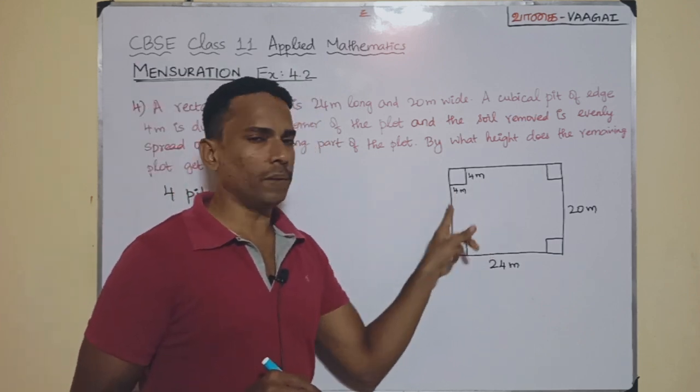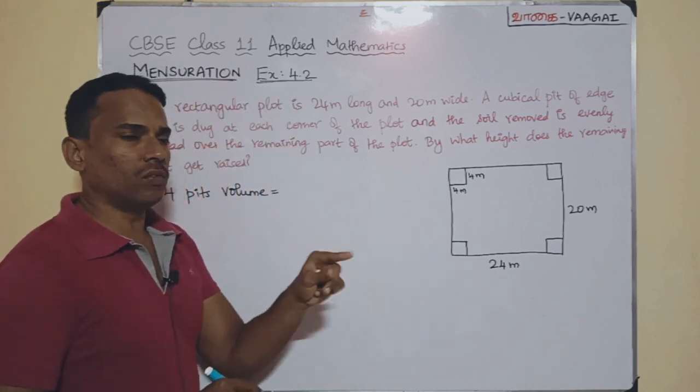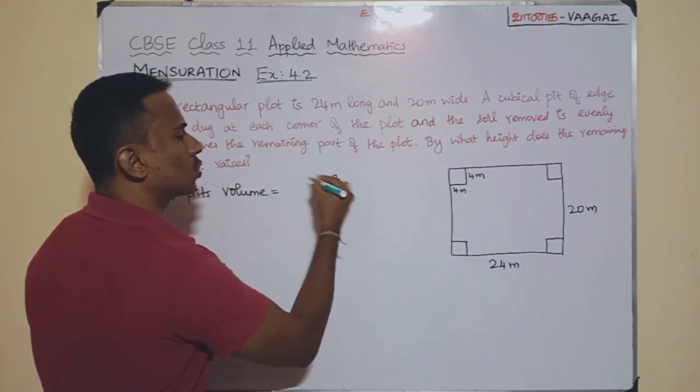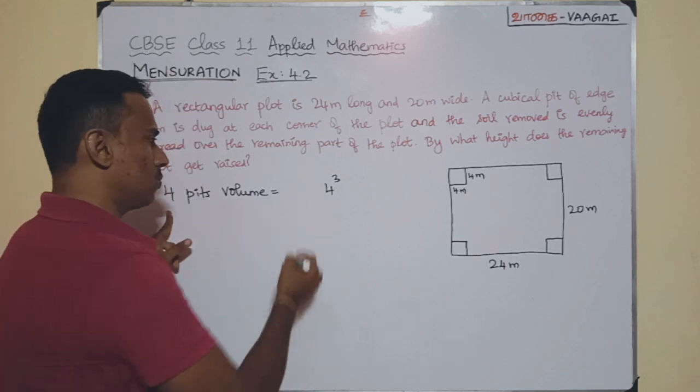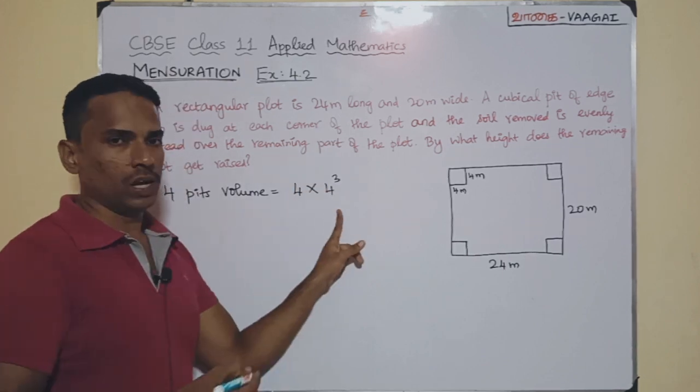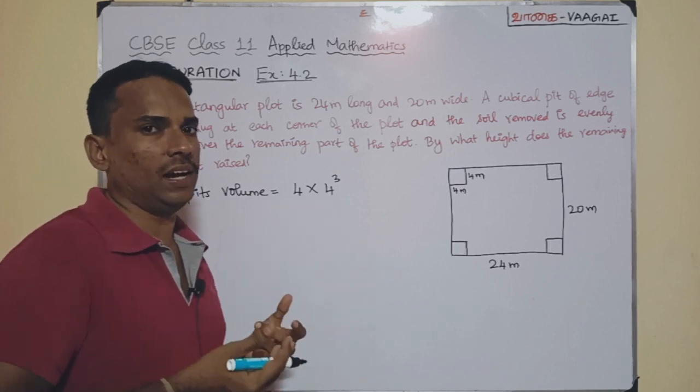Side is going to be 4 meters, that is 4 into 4 into 4, which means 4 cube. This is going to be the volume of each pit. But totally there are 4 pits they are making. So which means 4 times of 4 cube. This will be the total volume of sand collected there.